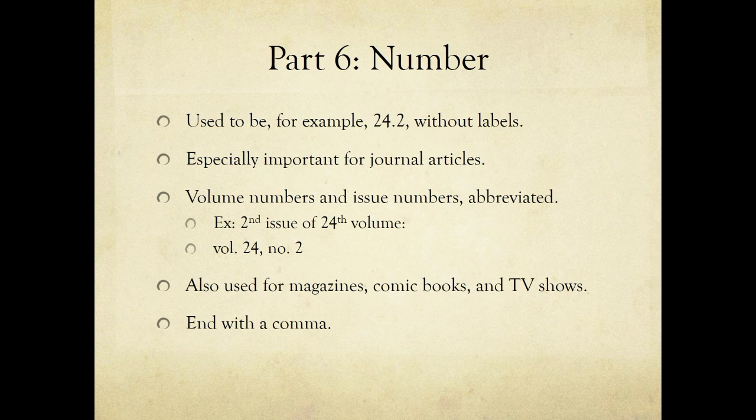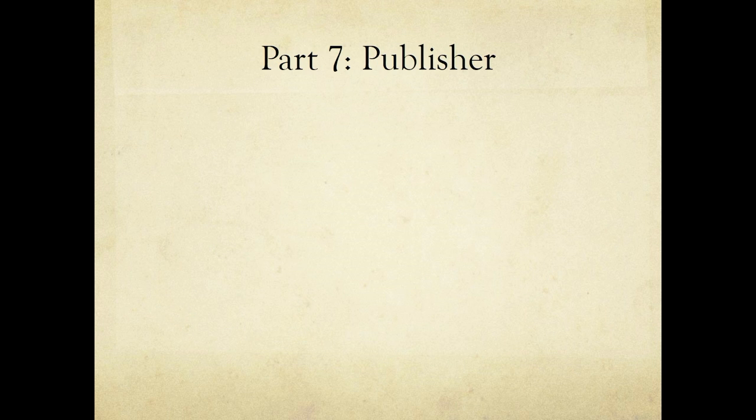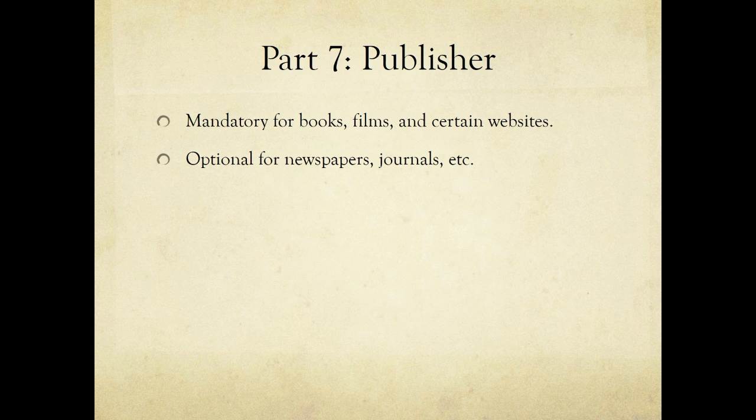Now, the publisher information is going to be mandatory, and that comes next. And it's mandatory for books, films, and certain websites. Not all websites are going to need the publisher information, but it's not needed for periodicals at all, like newspapers or journals. It's assumed that the name of the container is sufficient in these cases. So the Washington Post, we really don't need to know who owns the Washington Post. A lot of times it's just going to be redundant information anyway.